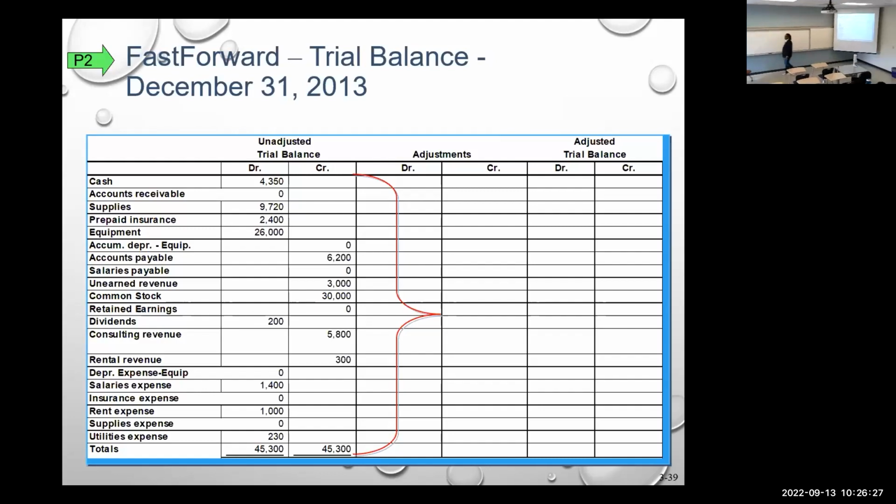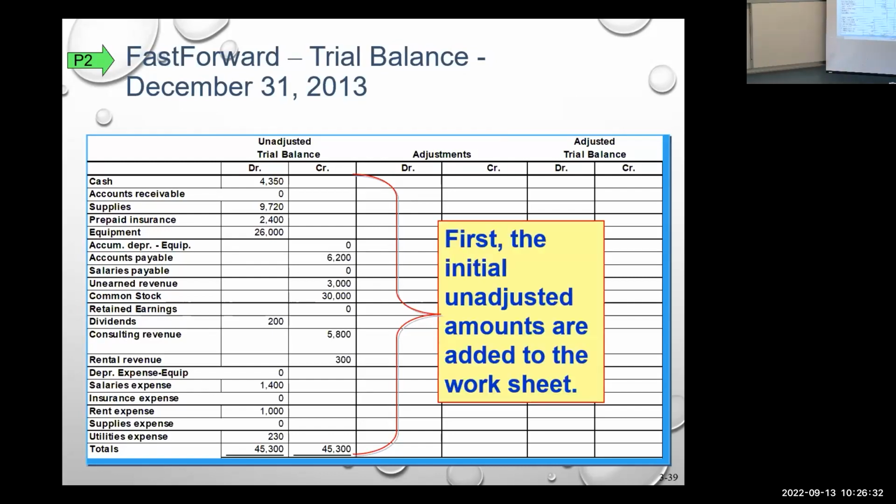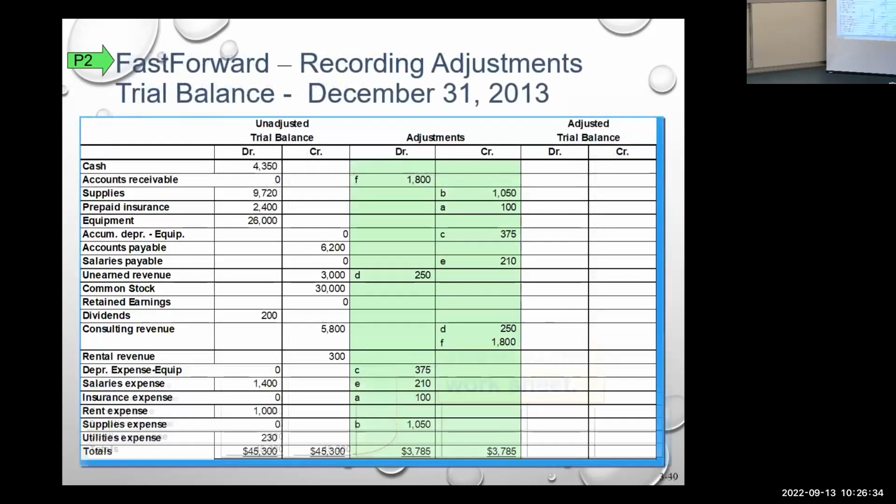Now that I've shown you adjusting entries, that's going to be the second part of this, right? So you're going to put in adjusting entries. Bing! Adjusting entries. Some of these you should remember, right? Remember, supplies and expense was $1,050. We did have accounts receivable of $1,800. There's the other part of that, supplies. Consulting revenue of $250. So some of these you'll remember.